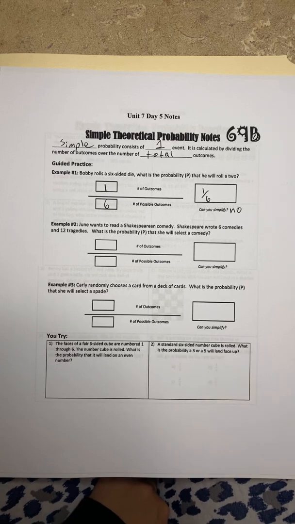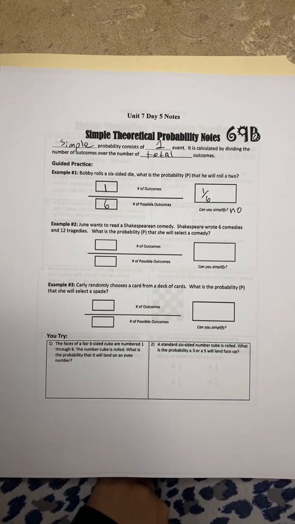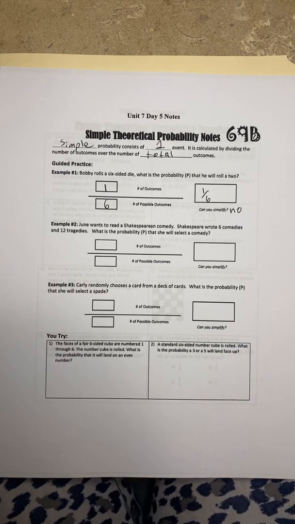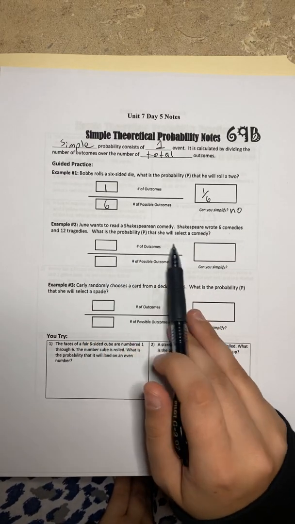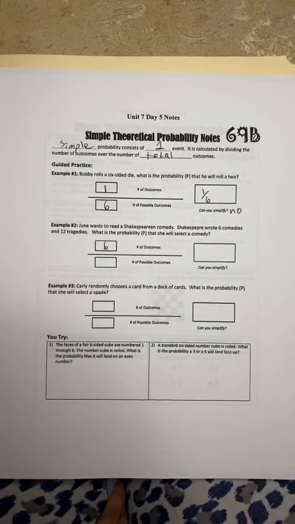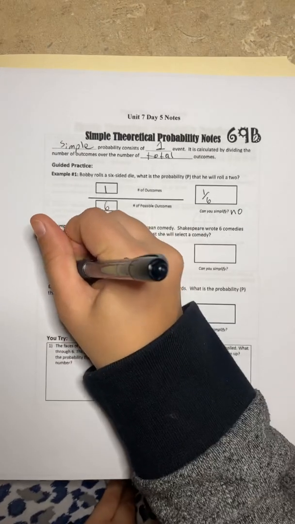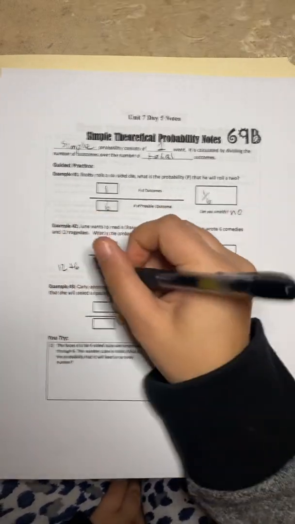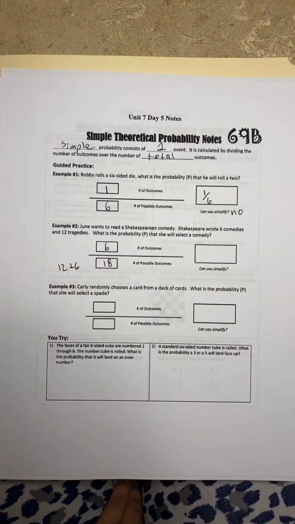Okay? So then for the next example, June wants to read a Shakespearean comedy. He wrote 6 comedies and 12 tragedies. What is the probability that she will select a comedy? Well, we want a comedy, so there's 6 of them. And then total, I have 12 plus 6, which is 18. So 6 out of 18.